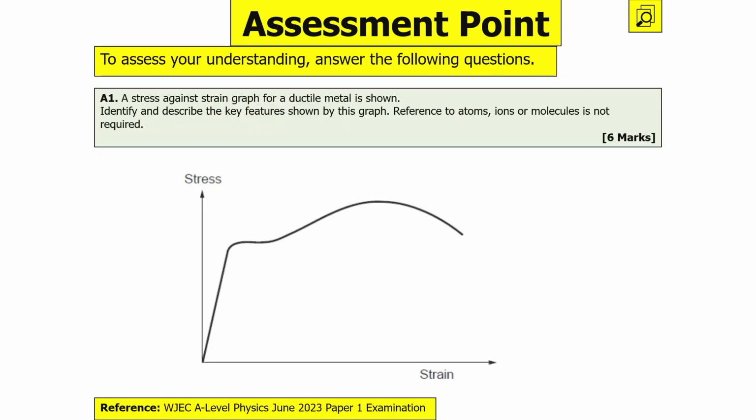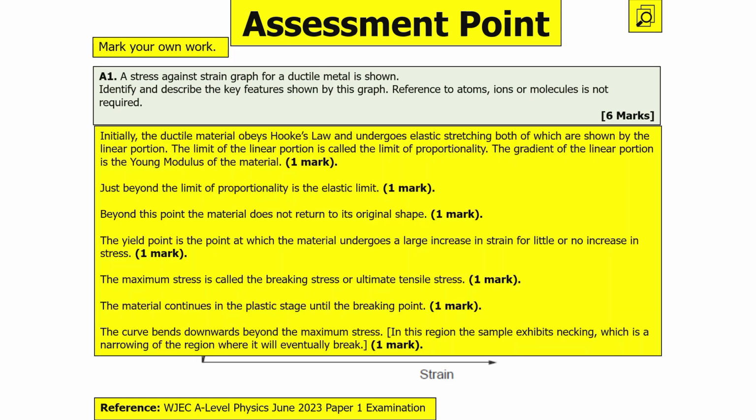A stress-strain graph for a ductile material is shown. Identify and describe the key features shown by the graph. Reference to atoms, ions or molecules is not required. So pause the video now, then unpause the video when you want to go through your answer. Right, in this first one, we know the ductile material obeys Hooke's law and undergoes elastic stretching, as shown by the linear portion.